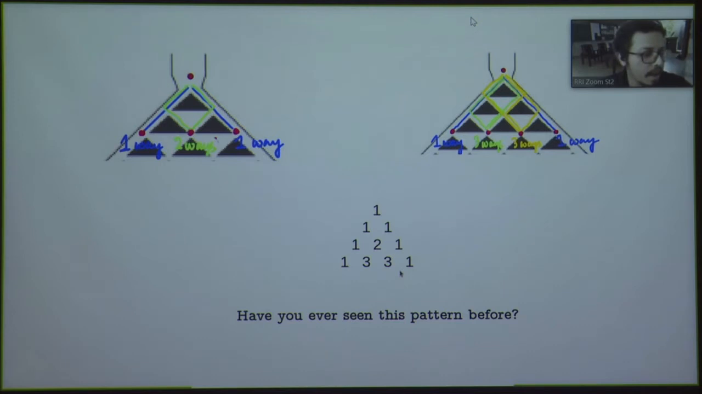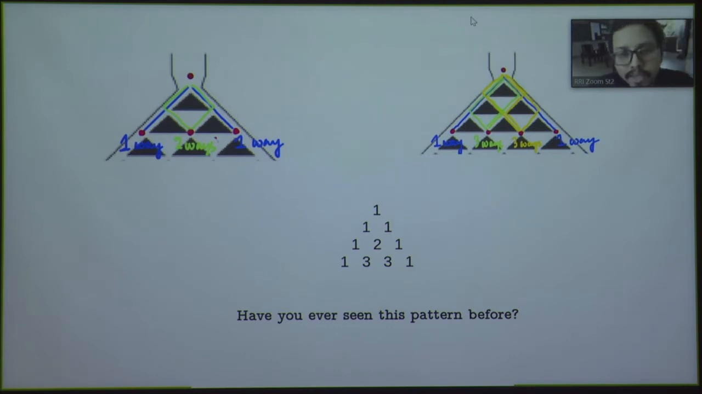Have any of you ever seen this pattern before? Yes, sir, you have seen this, in mathematics. It's Pascal's triangle.